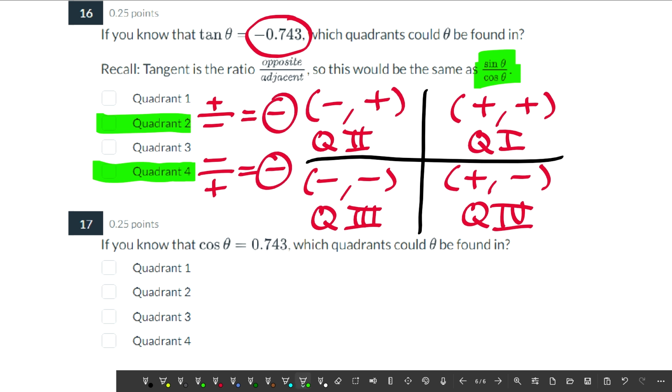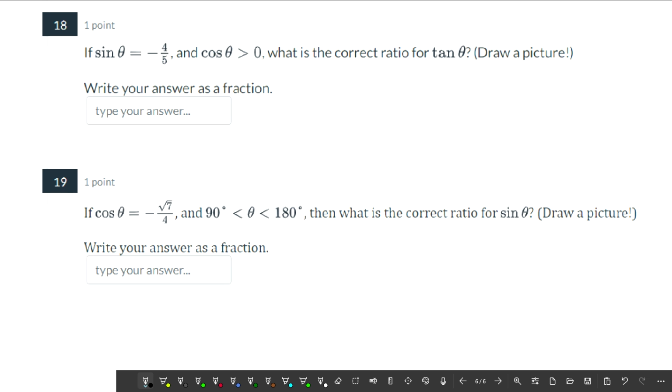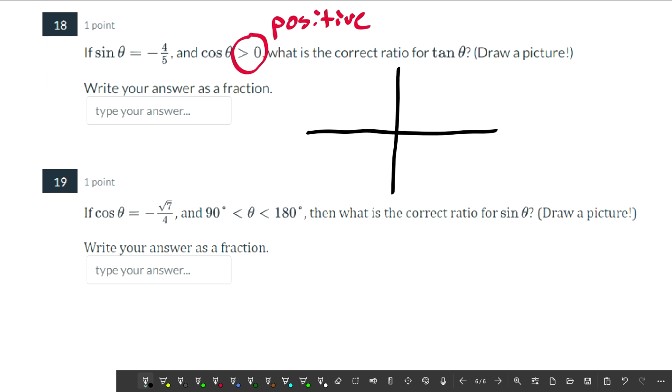Now, the next follow-up question says that cosine is a positive value. That just means where's your x coordinate positive, which would be quadrants 1 and 4. Because that's where the x coordinate is positive. We know that sine is equal to negative 4/5. So we have a negative sign. And we know that cosine is positive, right? When something is greater than 0, it just means positive. So I know that sine is a negative value. So that means my triangle can either be here or here, right? Those are my options. And it's negative 4/5, which remember, this means opposite over hypotenuse.